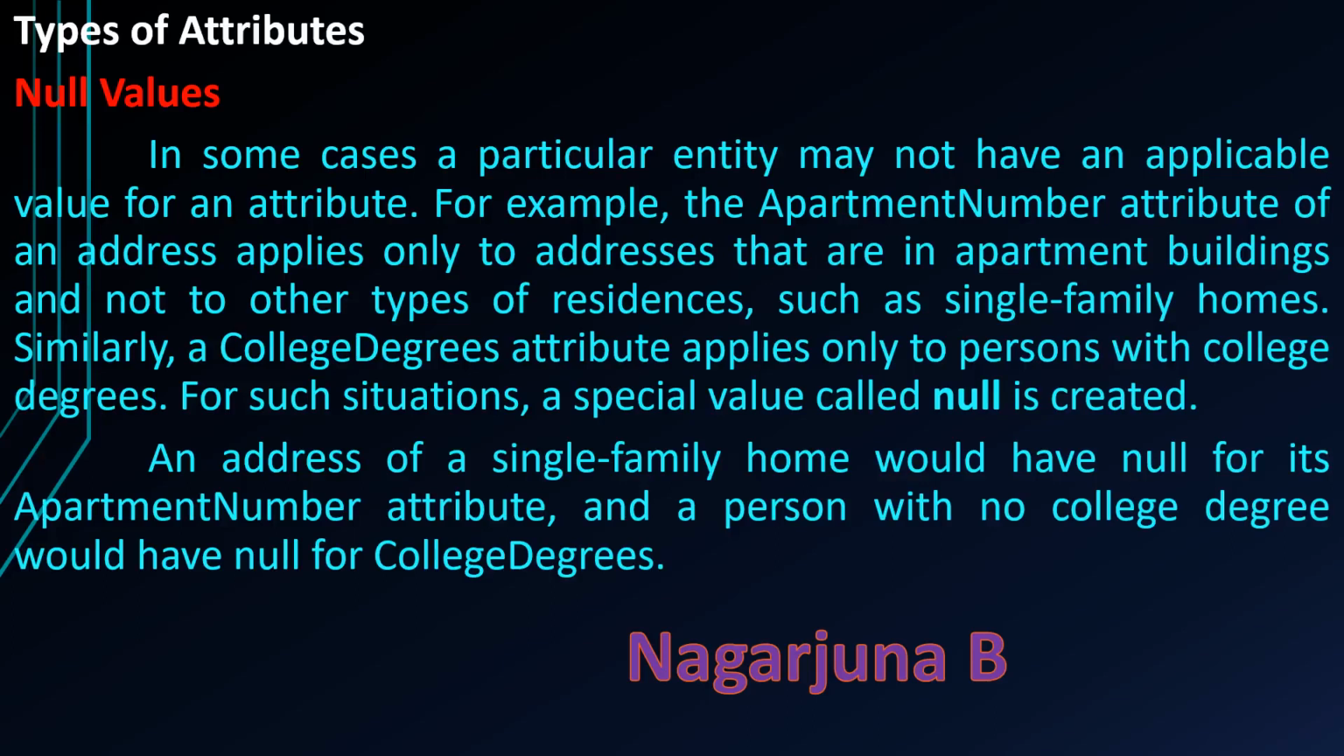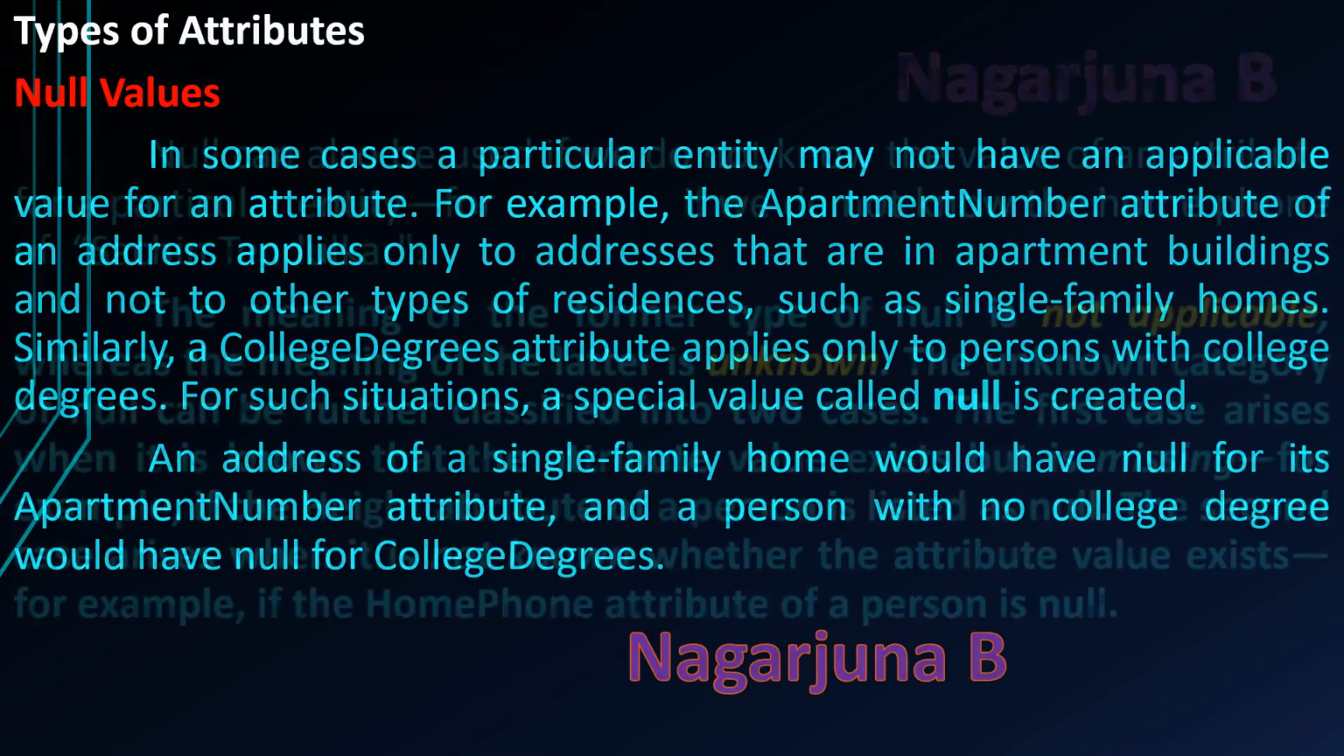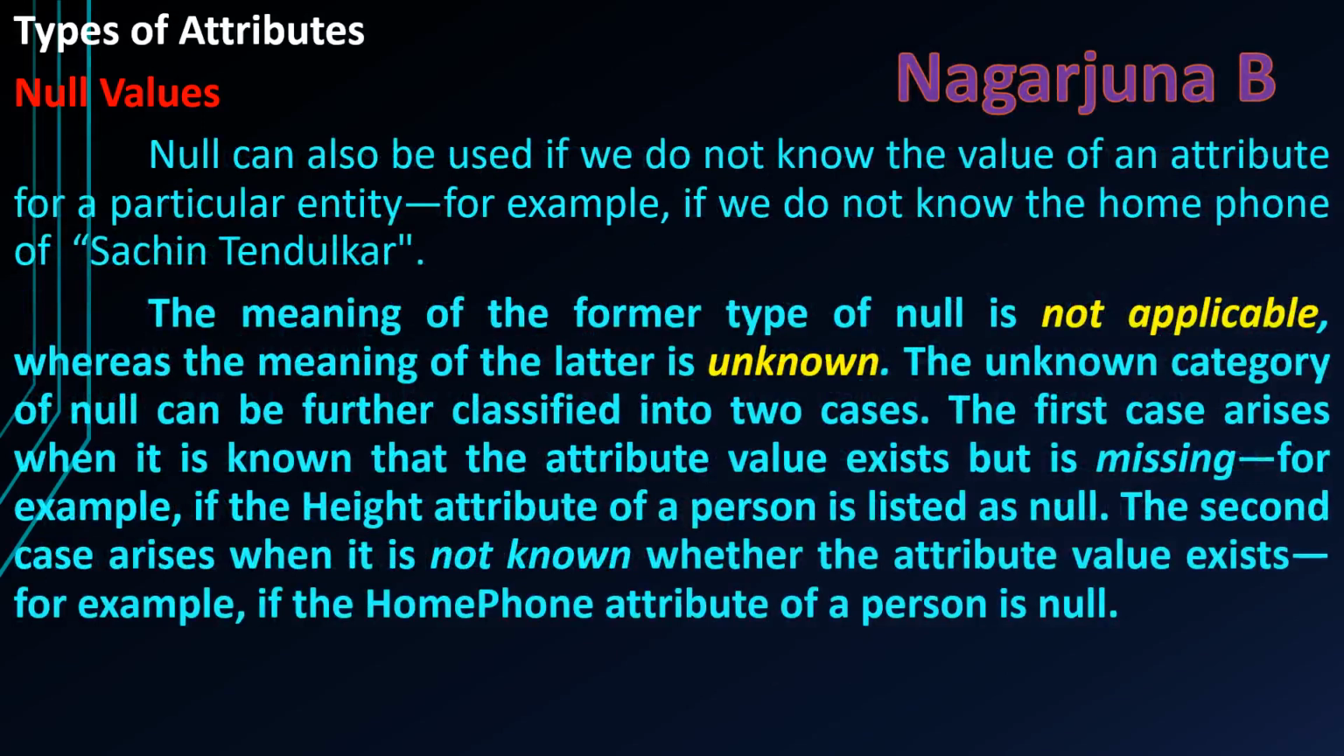Another category where we can give null values is when it is not applicable. When it is not applicable, we can give a null value, and when it is unknown. In the unknown we have two categories: when the value exists but we don't know it, and the second one is the value is not known. That means the value may or may not exist, that only we don't know. So in those cases we can give the value of an attribute as null. These are the categories where we can give null values for an attribute.